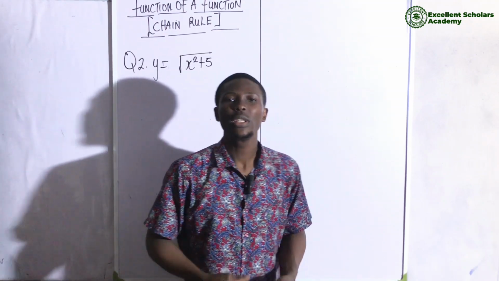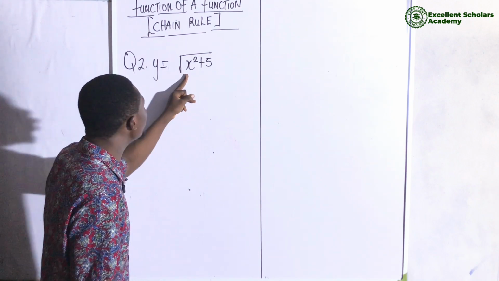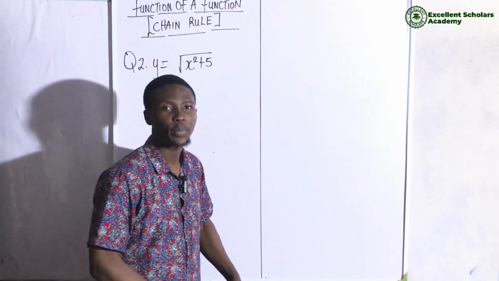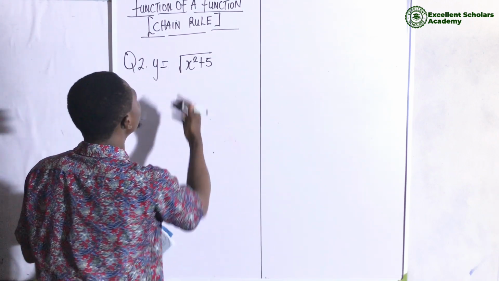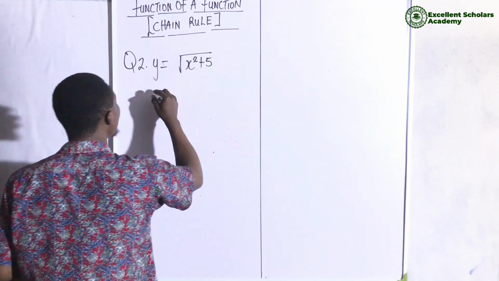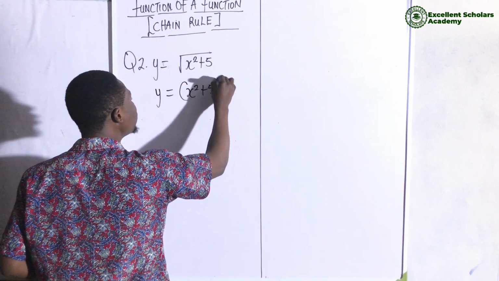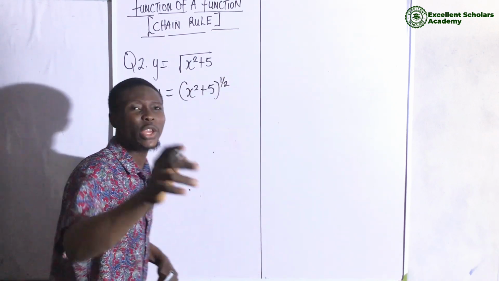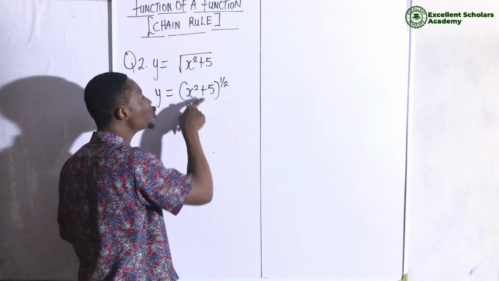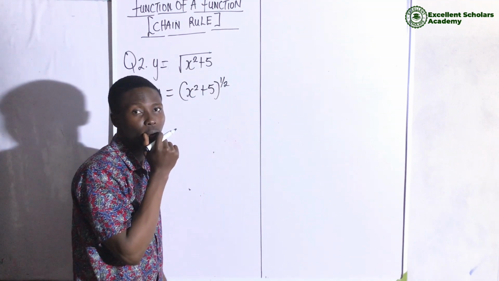Now, this is the next question we are going to be solving. y equals the square root of x squared plus 5. Now, how can you solve this? Or how can you represent this? You should understand that square roots can also be written as y equals (x squared plus 5) to the power of 1 over 2. Now, you can clearly see that this is a function of a function. You have this function inside another function.